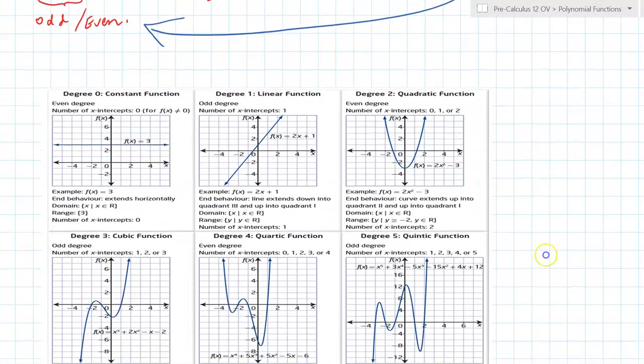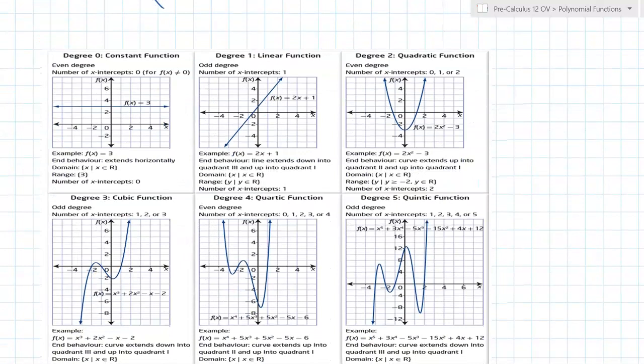I started with the flat one. This is another one that I chose from the textbook, but simply we start with the degree 0. That's a constant term, which is right here. Okay, so we have a flat line, f of x equal to 3. Then we have a line, which you're used to, y equal to mx plus b. And notice that the end behavior.